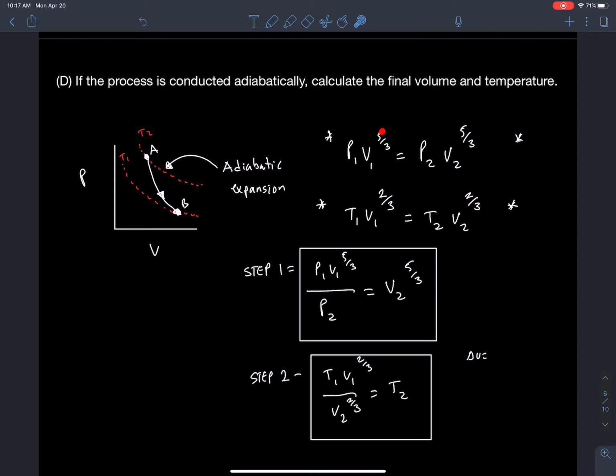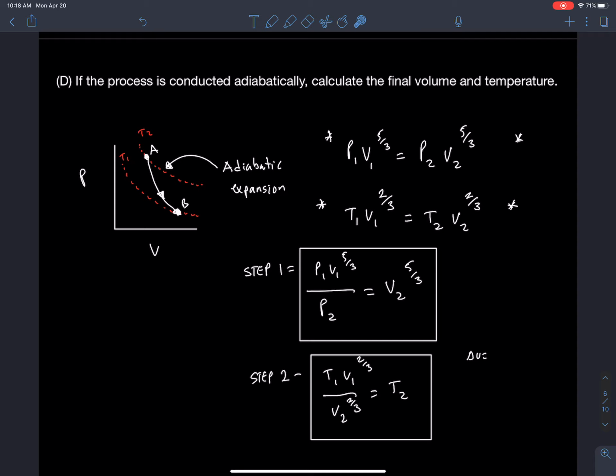P1 V1 to the power of 5/3 is equal to P2 V2 to the power of 5/3. So if I had the pressure at these two points and my initial volume, I would be able to calculate my final volume. If I know my volumes, I can also then calculate the temperature of the isotherms using this relationship: T1 V1 to the power of 2/3 is equal to T2 V2 to the power of 2/3. So you can see, stepwise, I can calculate V2 in order to calculate T2. Now, why would I need those values?